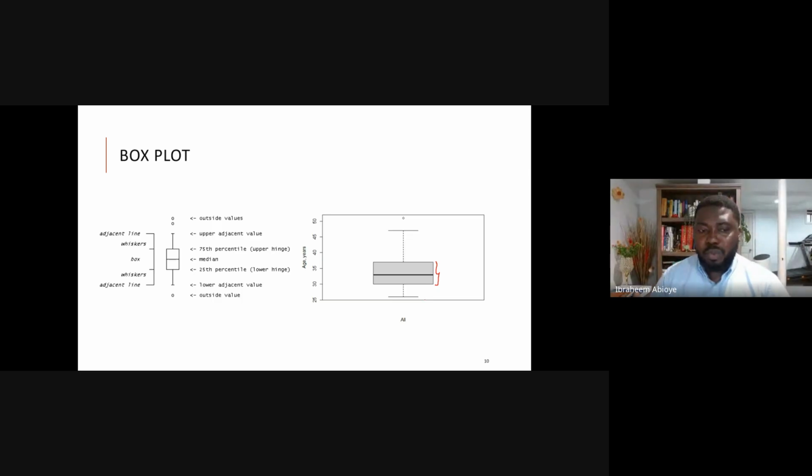So box plots tell you where the 25th percentile is. They tell you where the 50th percentile is. This is 25th, this is 50. They tell you where the 75th percentile is. They tell you if there are outliers, but they also tell you if the data is skewed or not skewed.